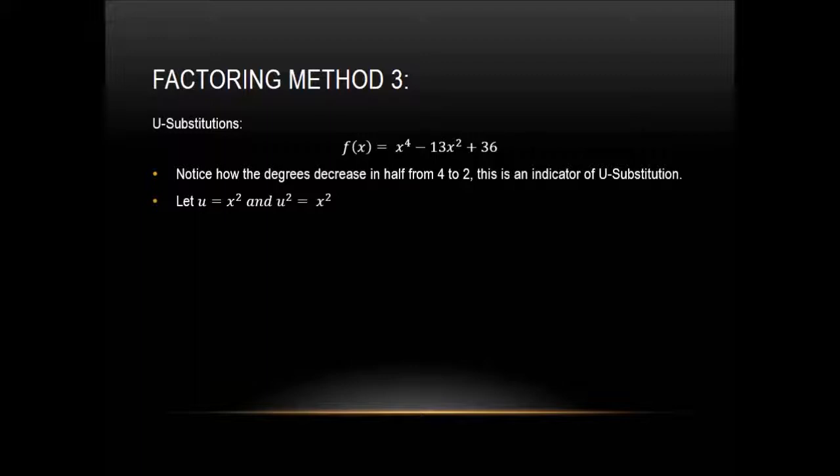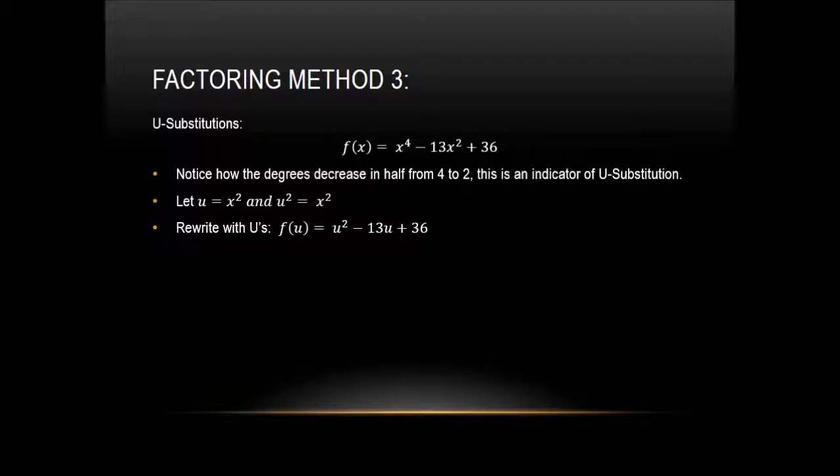That's supposed to be x to the 4th. I'll fix that in the video though. And then what we're going to do is rewrite it in terms of U. So we have U squared minus 13U plus 36. And now at this point, that's pretty easy to solve using the AC method.